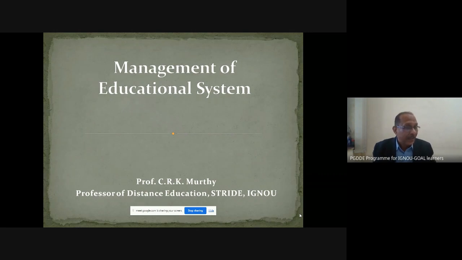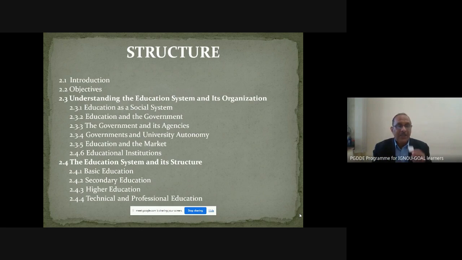As I said, it is the second unit of the block 1. The title is Management of Educational Systems. In the first unit, we discussed the management principles in general. Now we are focusing on any country which has educational systems, and how these educational systems are managed. Whether it is Nigeria, Mauritius or Malawi, we have educational systems, and how these things are managed is the focus of this particular unit. Okay, let us see the structure.